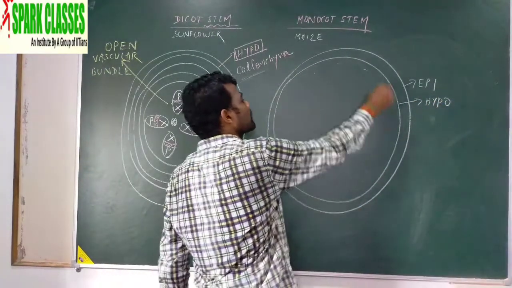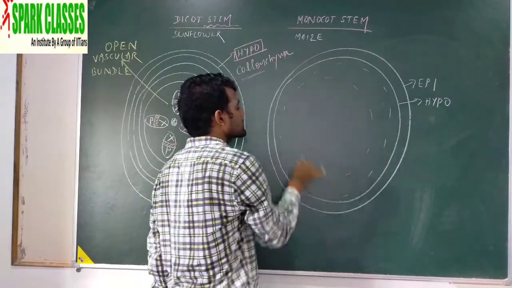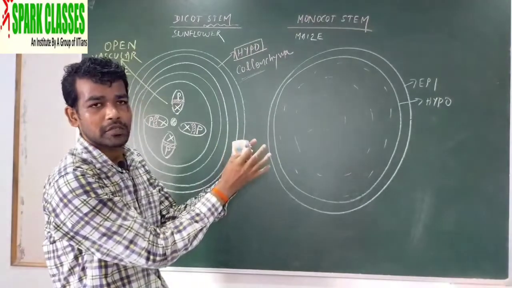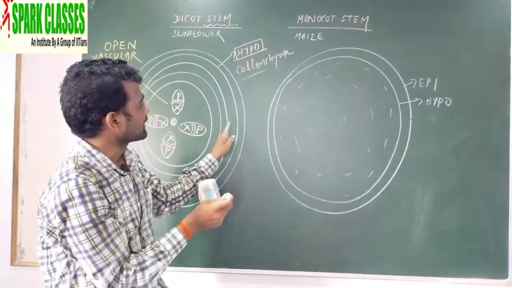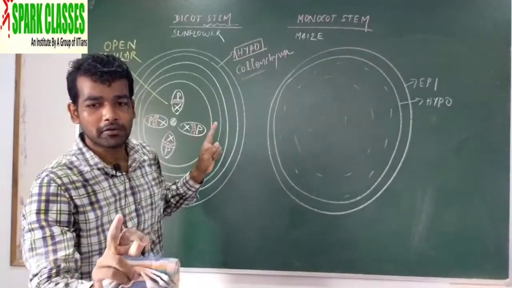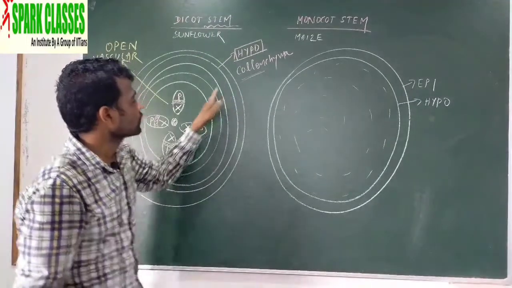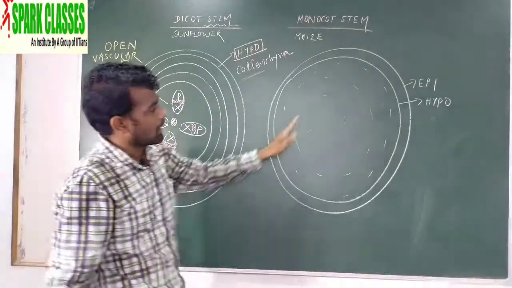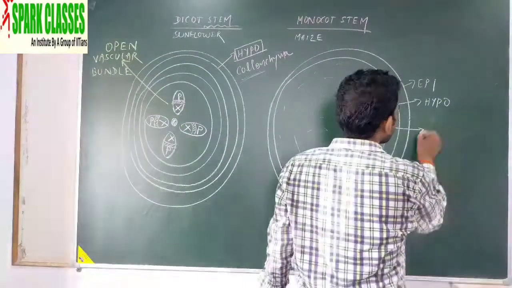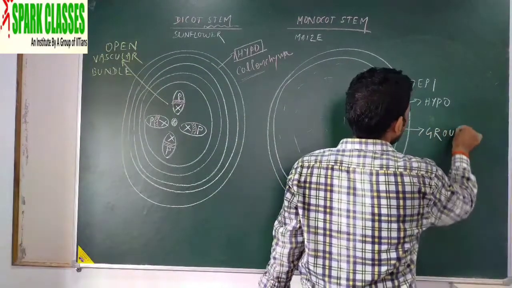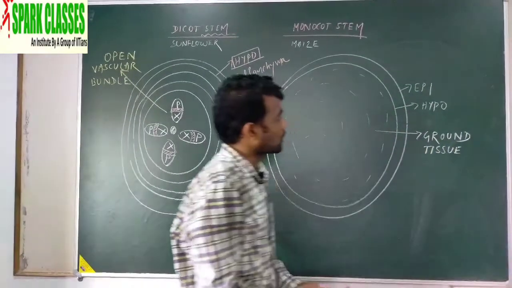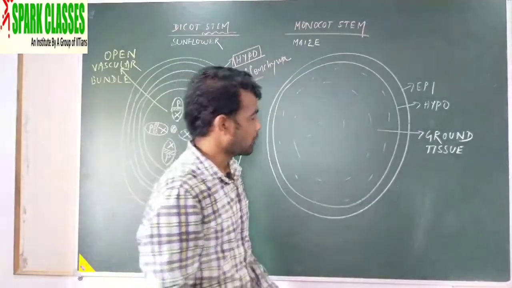But after hypodermis, you never find the layers. The cortex, endodermis, and pericycle are mixed together. So they are not different like in dicot. In case of dicot and monocot, this is the main difference you have to remember. In case of dicot, all the layers are clear. But here, after hypodermis, the rest of the layers are not clear. And the rest of the tissue is called ground tissue. You have to remember, the rest of the tissue is known as ground tissue. So there are three parts in case of monocot: epidermis, hypodermis, and ground tissue.